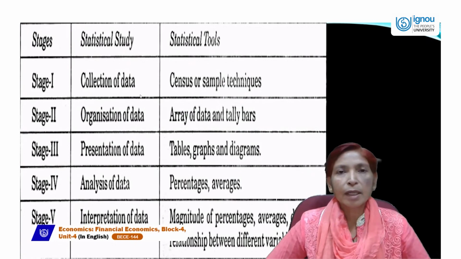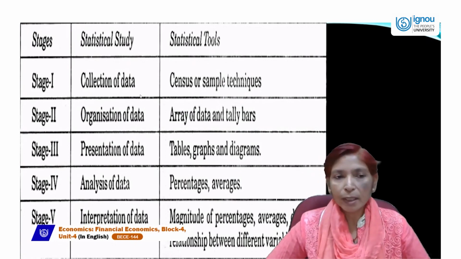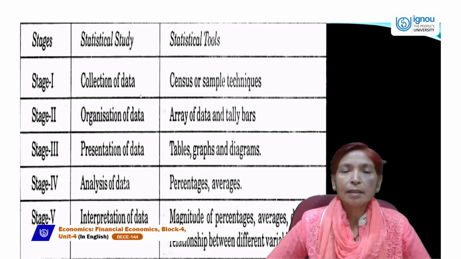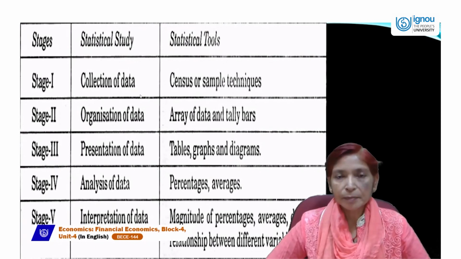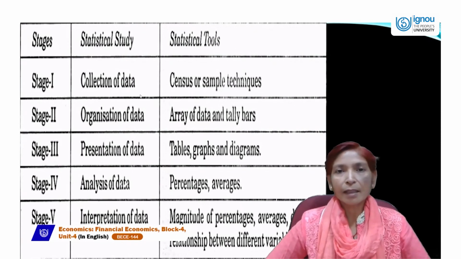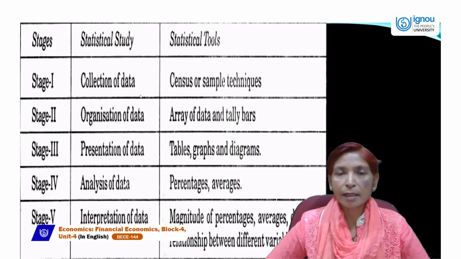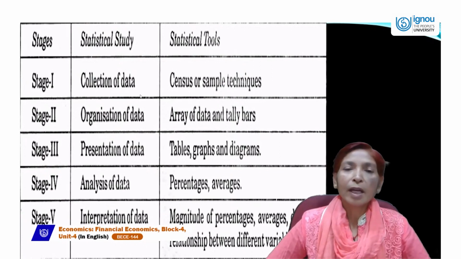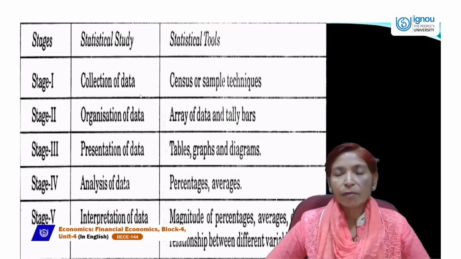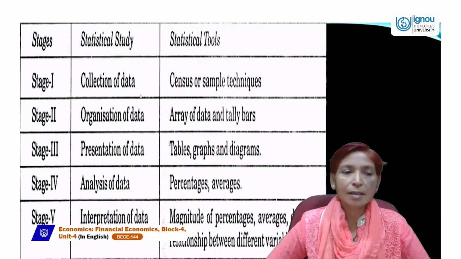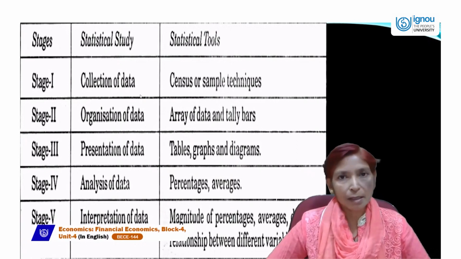In stage 2, organization of data is included. In this, data can be organized with the help of tally bars and array of data, because when we collect the data, that is called raw data. And raw data, we have to arrange either in ascending order or descending order, and we have to make frequency with the help of tally bars. That is called organization of data, and this is the second stage of statistics.